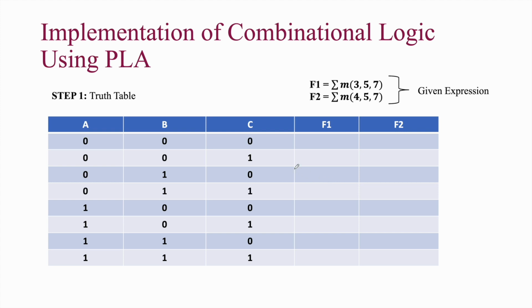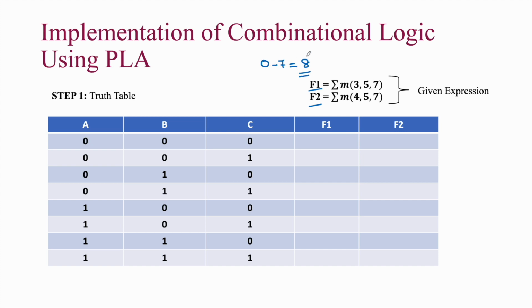So first step, we have to create a truth table. Right now, what is the input function given? We have two functions, f1 and f2. What is the number of minterms here? It is 3, 5 and 7, 4, 5 and 7. So maximum it ranges between 0 to 7, which is nothing but total minterms could be 8, when the range is from 0 to 7.